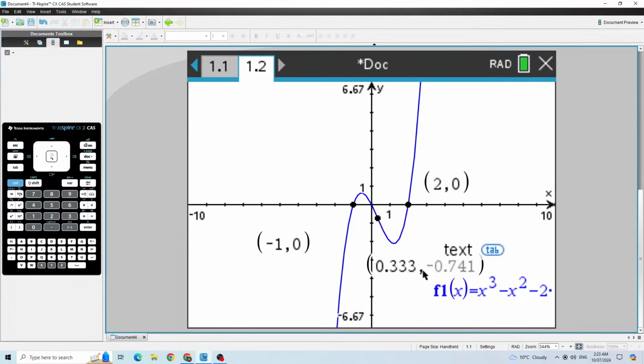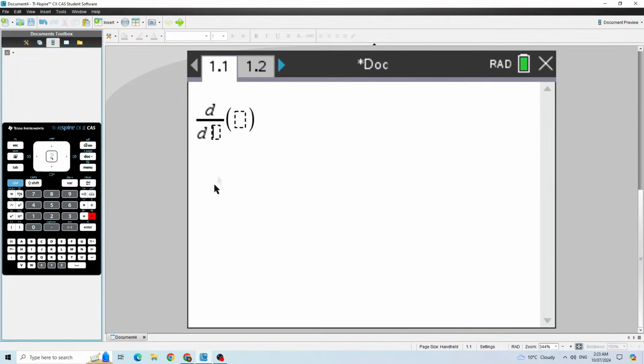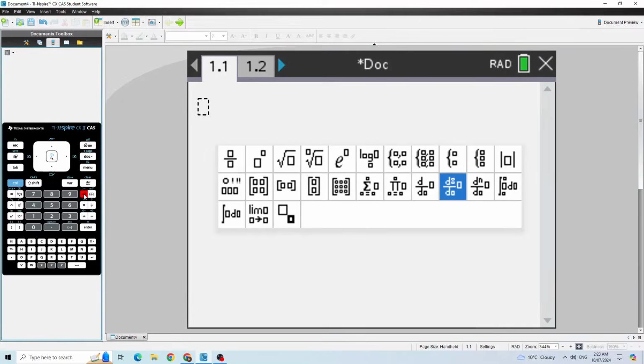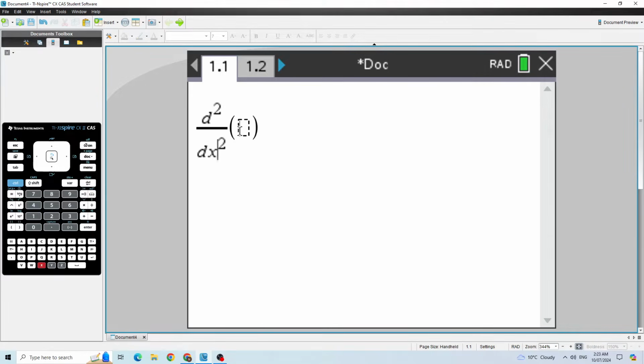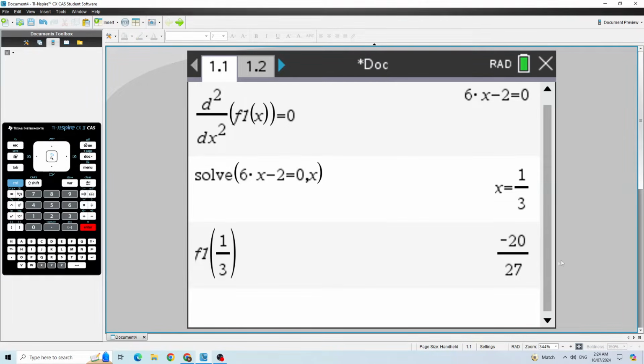But we don't want it in decimal places, so we want to actually solve for it. One of the quickest ways to find the point of inflection of a function is to find the double derivative and let it equal 0. So let's go in our CAS. To get the double derivative, you press this over here, double derivative, f1 of x in this case, equals 0, and we solve, comma, x. So the inflection point occurs at x equals 1 on 3. Of course, we want the y value too. Subbing it into our original function, we get -20 divided by 27.